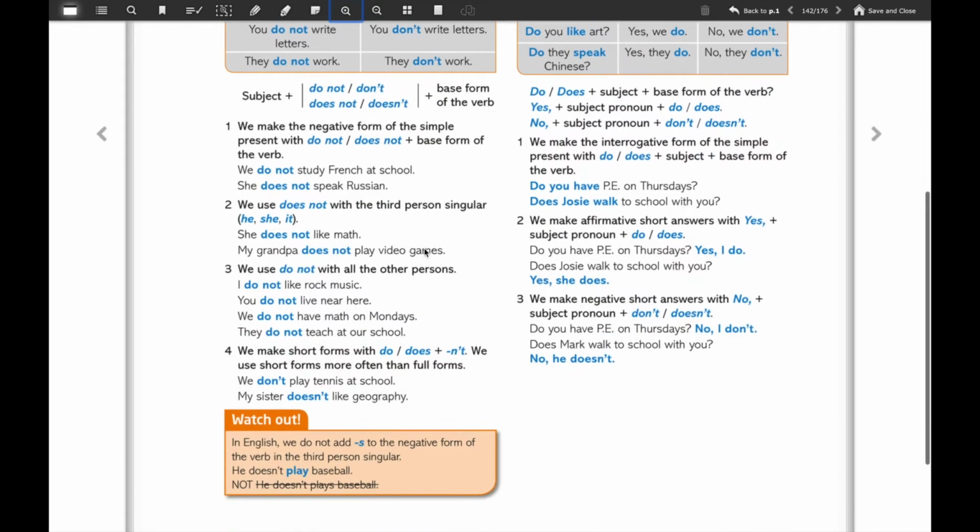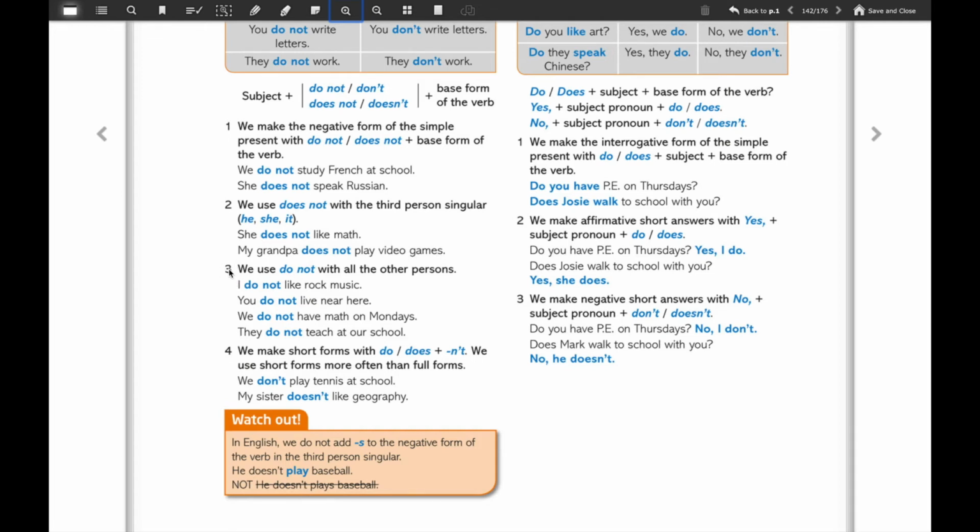Okay, we're going to start with rule number 1. It says, we make the negative form of the simple present with do not or does not plus the base form of the verb. Example, we do not study French at school. She does not speak Russian. Rule number 2, we use does not with third person singular, he, she, and it. She does not like math. My grandpa does not play video games.